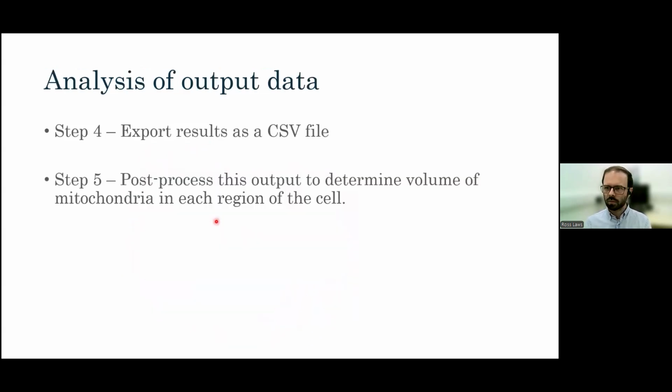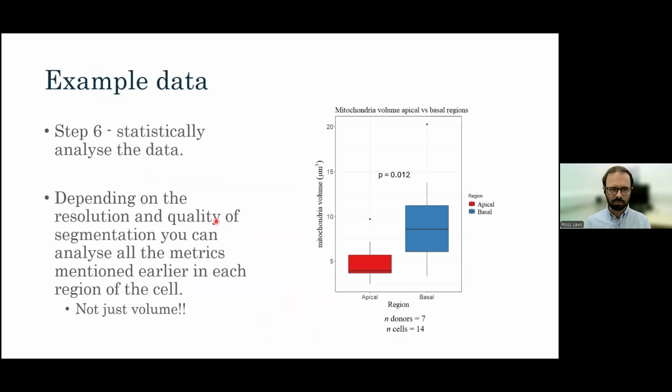So what we can do now is export the results as a CSV file, and then post-process this output to determine the volume of mitochondria in each region of the cell. So what I've got here is just the example data from this. So we can now statistically analyze it and look at the apical mitochondria volume in the cells versus the basal mitochondria volume in the cells. And this is for all the cells we analyzed in the images from the study.